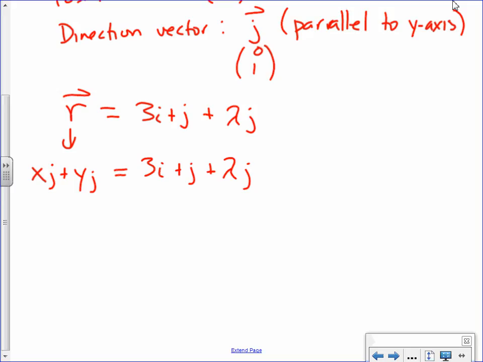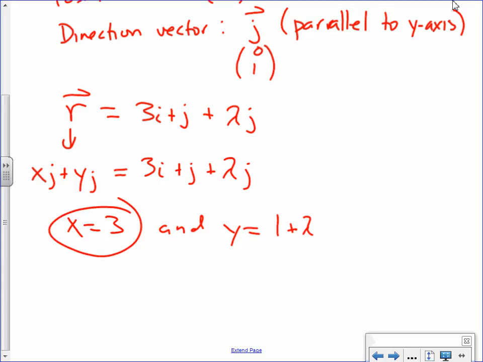Okay? And if you were to equate the components, the x would be equal to 3. So you have x is equal to 3, and y is equal to 1 plus lambda, right? Since it's parallel to the y-axis, we don't need to solve this. It's already solved. Which is the answer? Parallel to y-axis. So what's the solution? x equals 3. Yeah. So that's the solution right there, because it's parallel to y-axis.